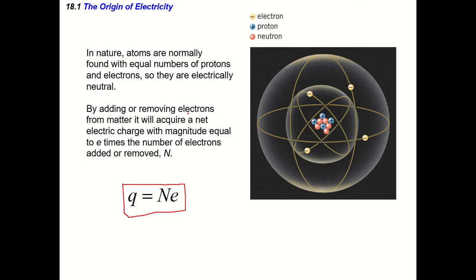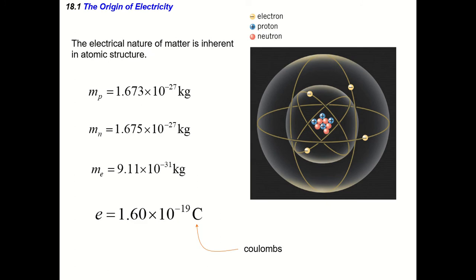This is the result of adding or removing electrons from matter. It will acquire a net electric charge with a magnitude equal to e times the number of electrons added or removed, so N times e. This is the electric charge Q, the product of the number of electrons removed or added multiplied by e. We know the charge for e.